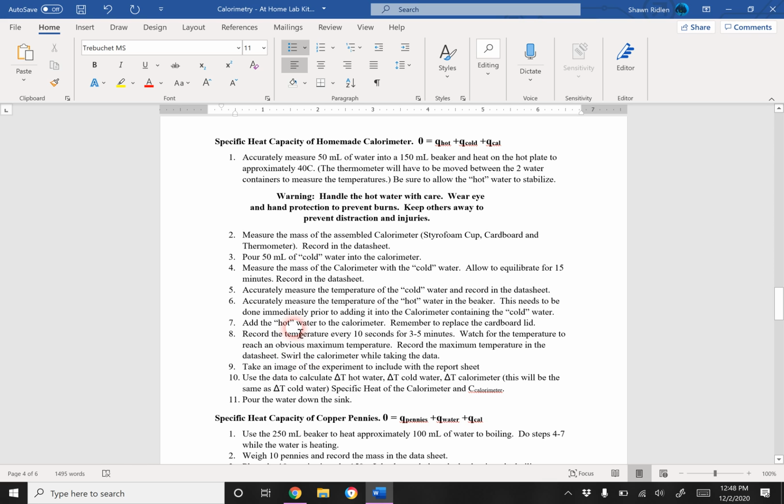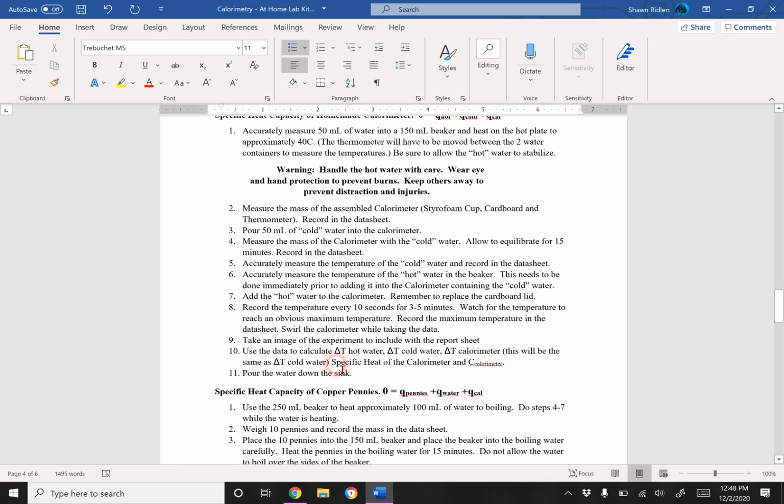Okay, so they're asking you to take an image and put it with the report sheet, and then use the data to calculate delta T for the hot water, delta T for the cold water, and delta T for the calorimeter. So the delta T of the cold water will be equal to the delta T of the calorimeter, since we know that the calorimeter and the cold water were the same temperature before we added the hot water. So we can say that delta T of cold water is equal to delta T of the calorimeter.